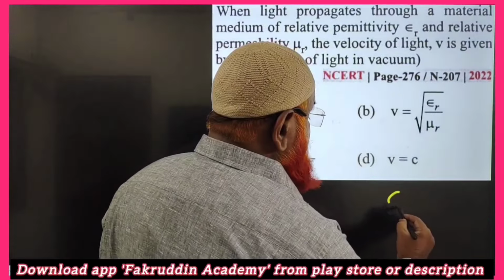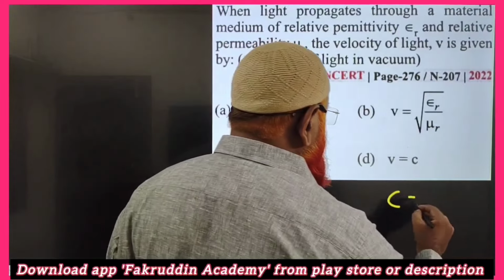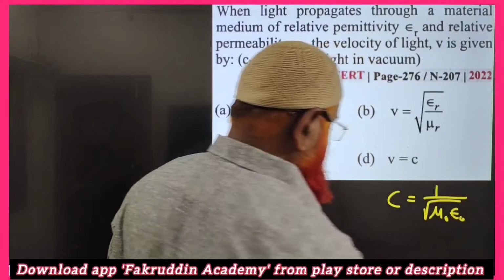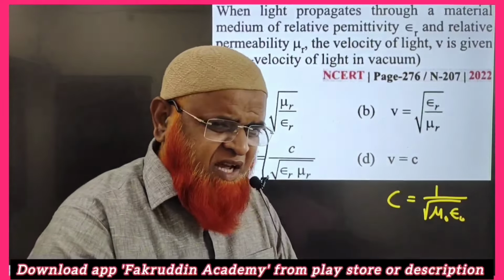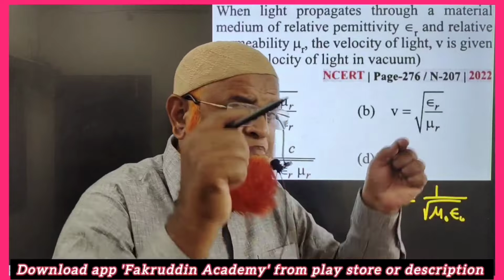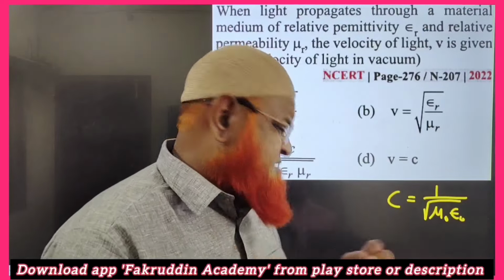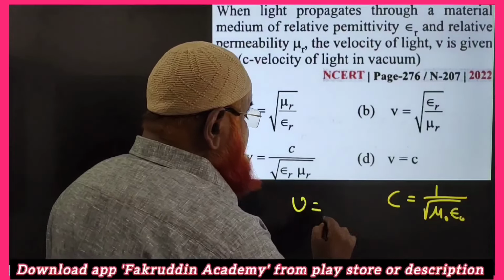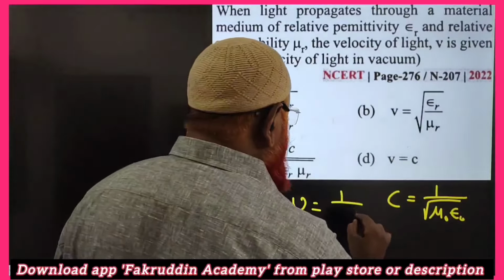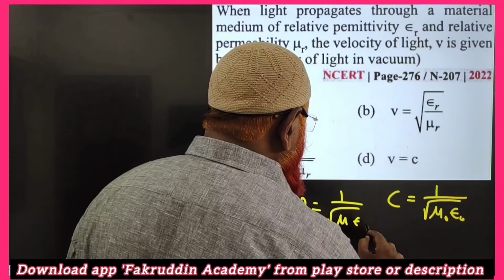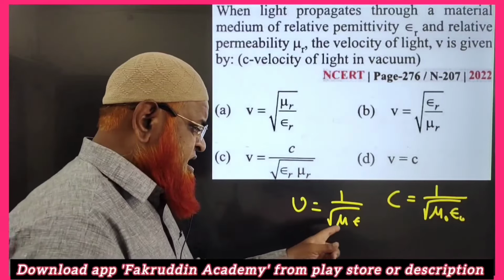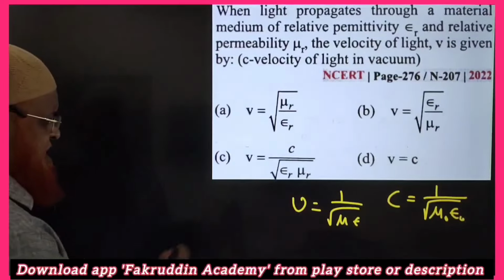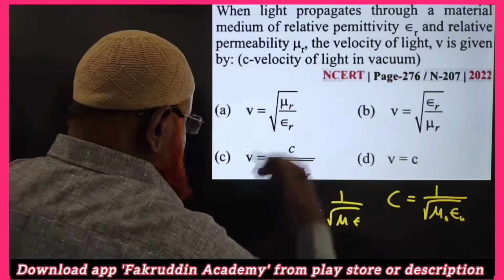You all know velocity of light. In vacuum, it is given by C, which is equal to 1 by square root of mu naught epsilon naught, where mu naught is permeability and epsilon naught is permittivity of free space. Now, velocity of light in a medium is given by 1 by square root of mu epsilon. This is for medium. Now he is asking us to find out V by seeing the four options.